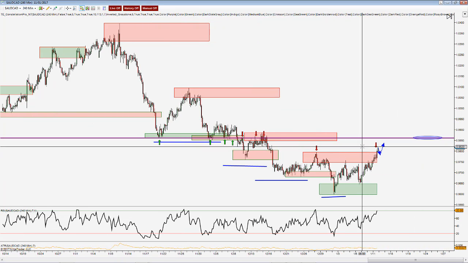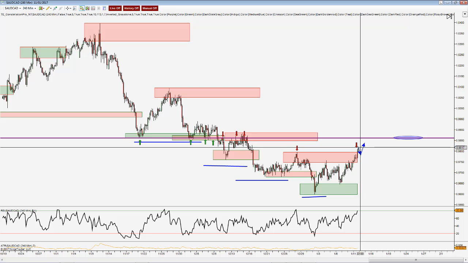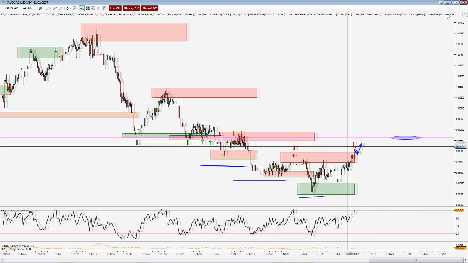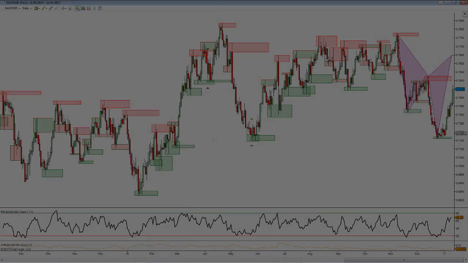So there's our cipher pattern. Be mindful of any news out during the Asia session. I don't think there's anything high impact. I think you've got some New Zealand news and some Japan news, just low impact stuff, but that's what I'm looking at on the Aussie CAD. We're going to go over to the Aussie dollar now.